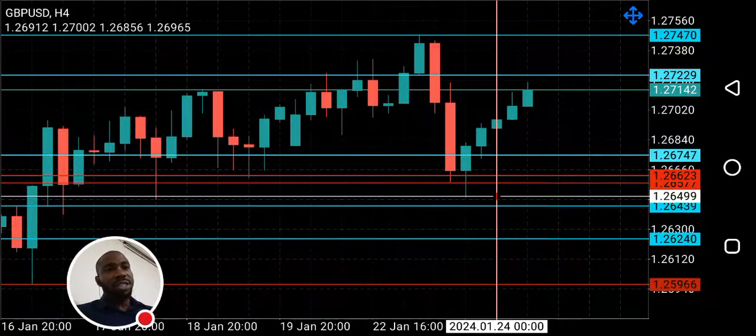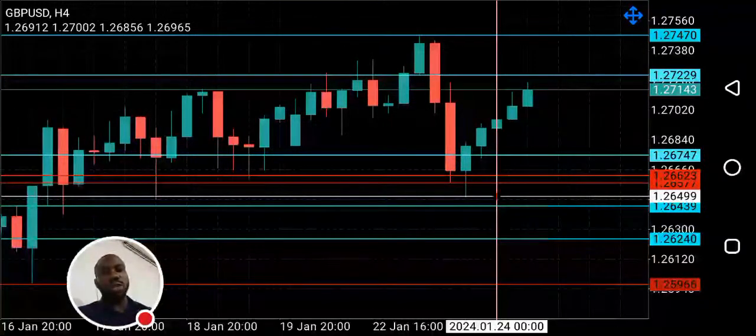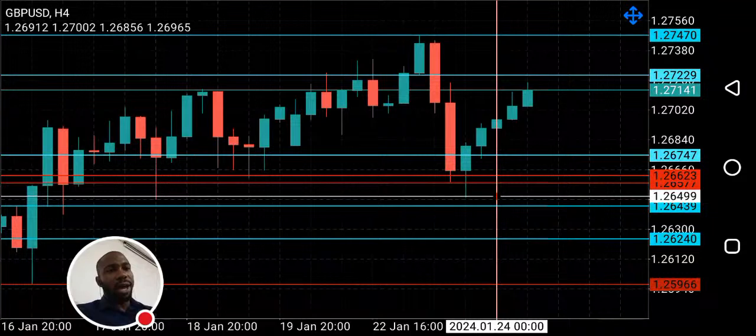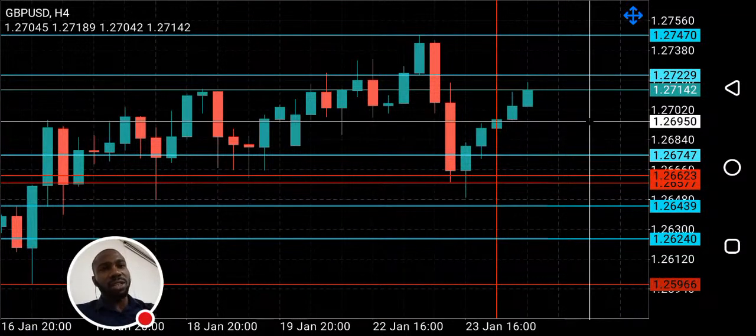So what I would advise is that you wait for price to pull back. You could apply your Fibonacci tool on maybe the 1 hour or 15 minute time frame. Wait for price to pull back to a discount level before you buy. That's my take on GBP USD. Let's go down to 1 hour.